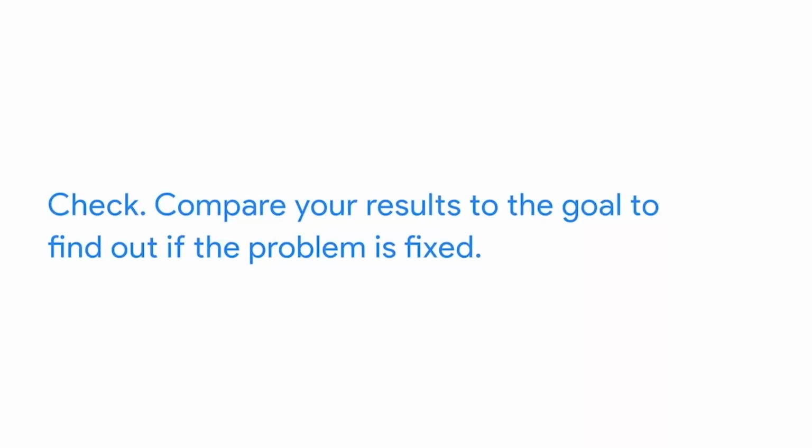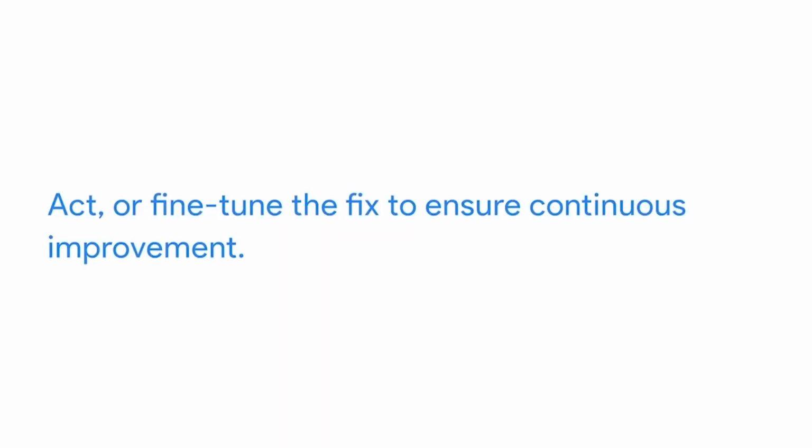The next part of this framework is check. Compare your results to the goal to find out if the problem is fixed. Now you wait 1 week and notice if the sales numbers go up for that plant. If they did, your hypothesis is correct, and you've saved some plant lives and helped Office Green avoid financial loss. Nice job. And finally, act, or fine-tune the fix to ensure continuous improvement. In our example, you decide to reorganize the website. In the future, all overstocked plants will get a prominent place on the website.